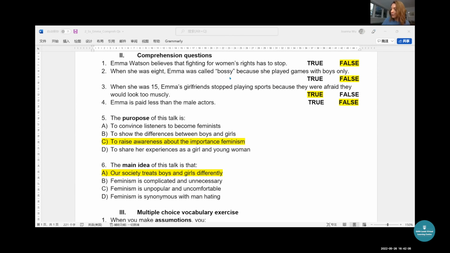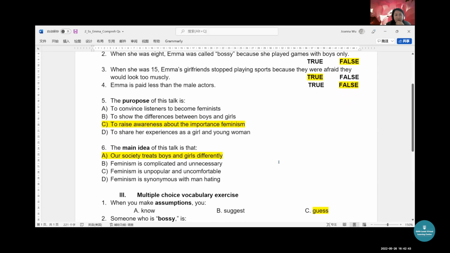Why do you think this is false? She was called bossy because she played games with boys only, or? No. Do you remember why she was called bossy? Miranda, do you remember why she was called bossy? I think she did something not in the way the boys wanted to do it. Okay, because she wanted to direct the plays that they put on for their parents. Okay, all right, let's move on. How about the next question, number 3? Number 3 is true. It's true, yeah.